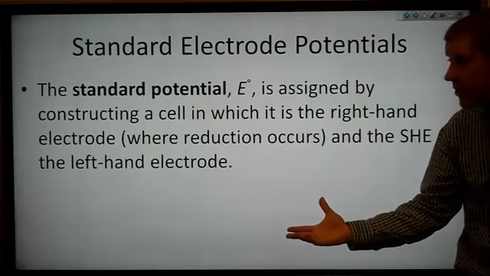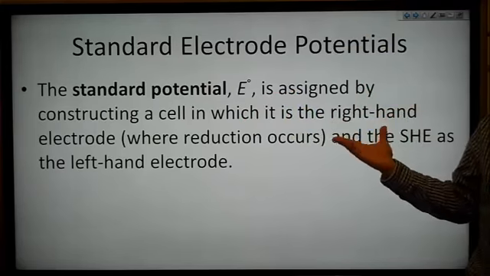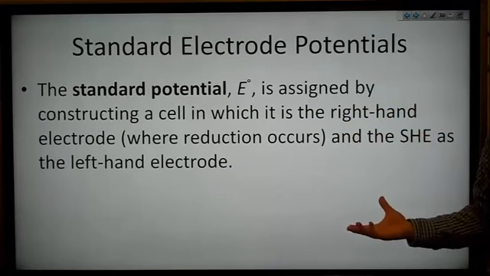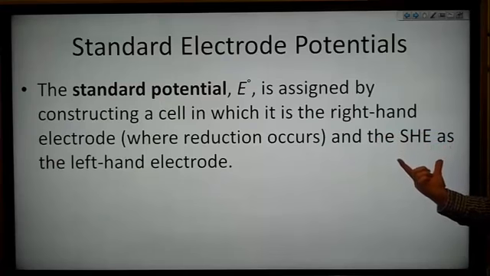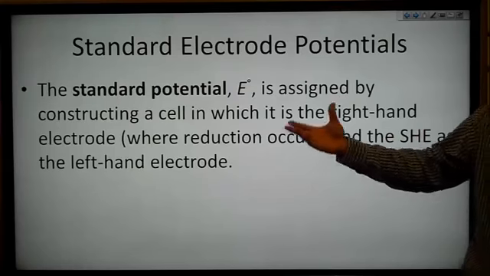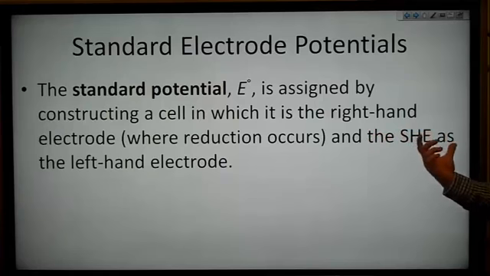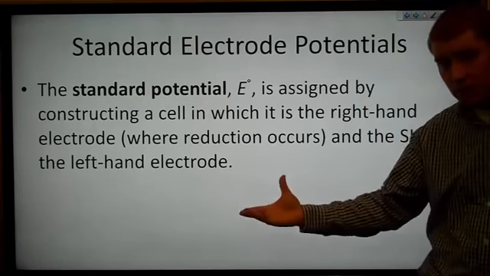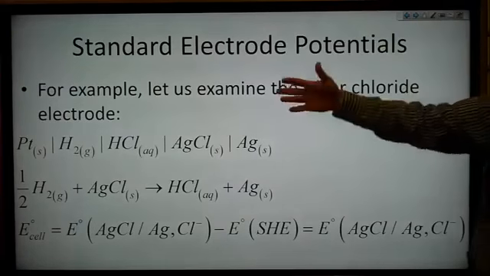Our standard potential, E naught, is assigned by constructing a cell in which the right-hand electrode, where the reduction is occurring, is the electrode of interest and the standard hydrogen electrode is the left-hand electrode. So let's look at an example.